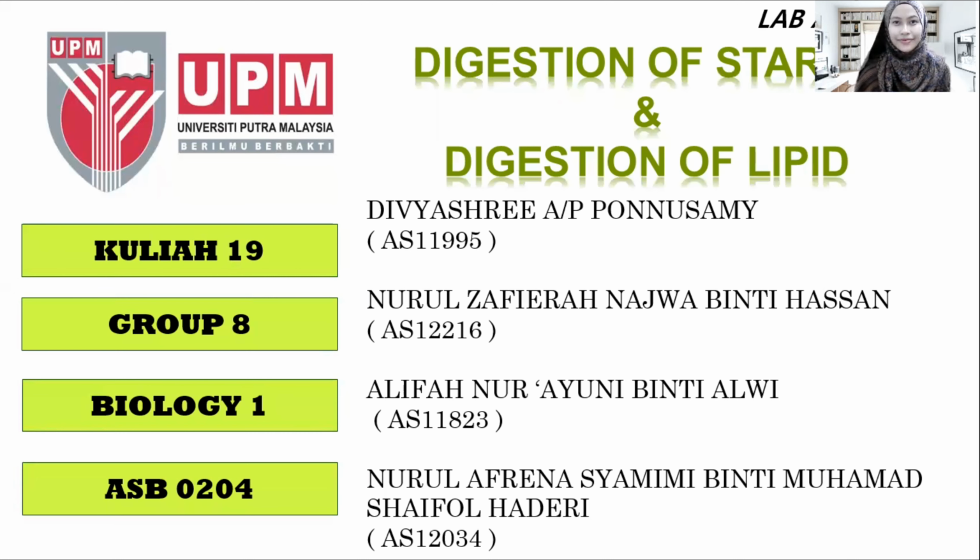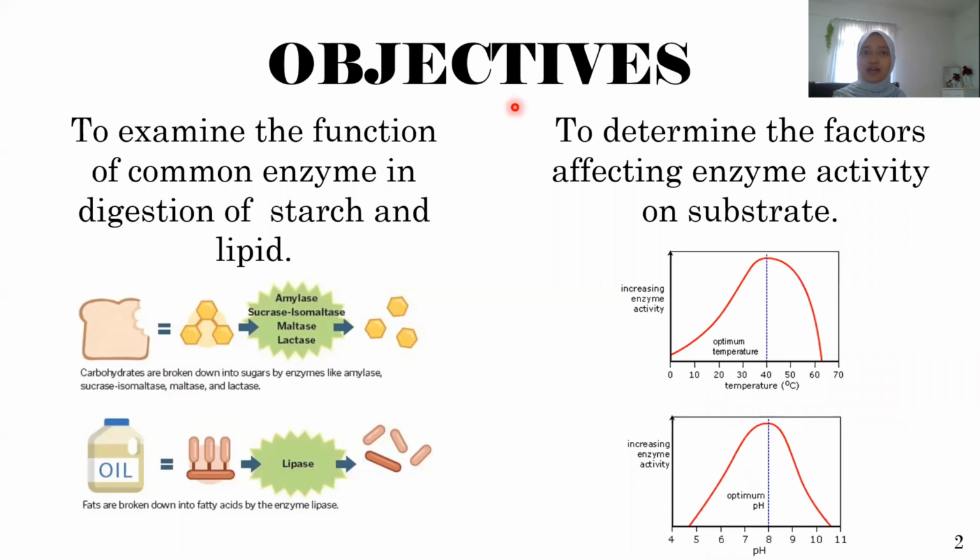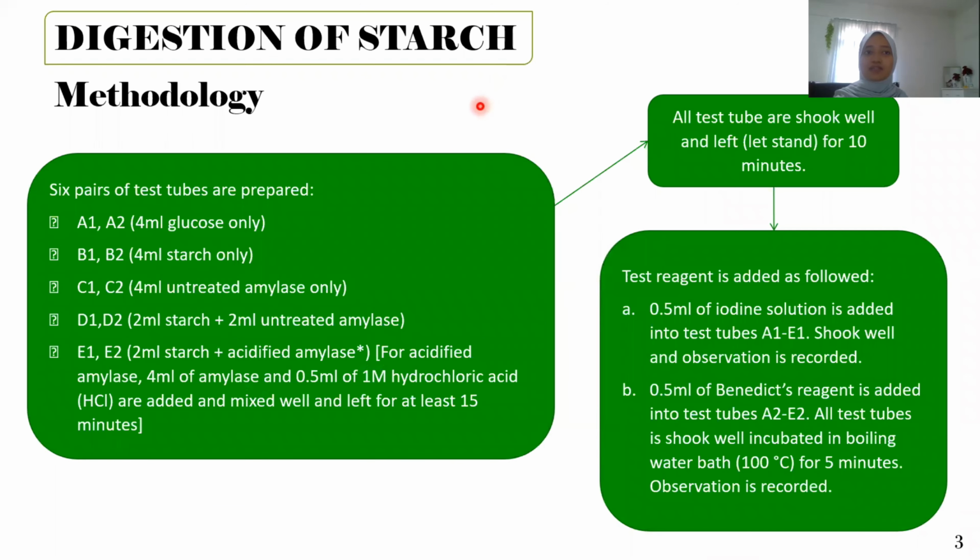So let's begin. Now we are going to look at the objectives. For the first objective, to examine the function of common enzyme in digestion of starch and lipid. And the second objective is to determine the factors affecting enzyme activity on substrate. So we move to the second slide, which is the methodology of digestion of starch.